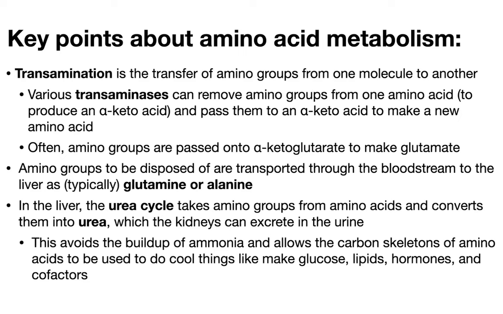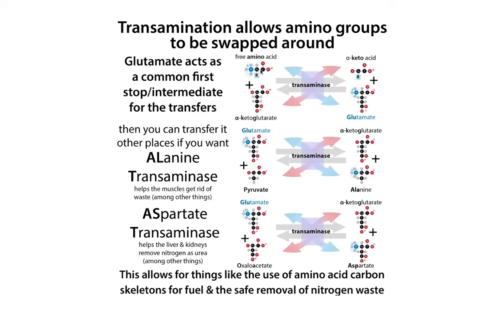However, here are some key things to keep in mind as we go through. First is that transamination is the process of transferring an amino group from one molecule to another. If we transfer an amino group from an amino acid, what we're left with is an alpha-keto acid. So our amino acids are alpha amino acids because the amino group is on the alpha carbon, the carbon that's alpha to the carboxylic acid group.